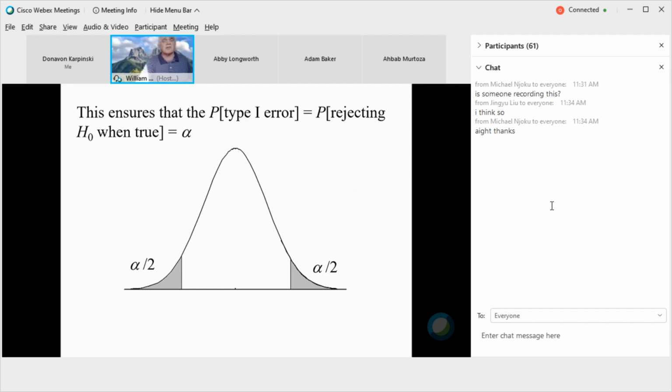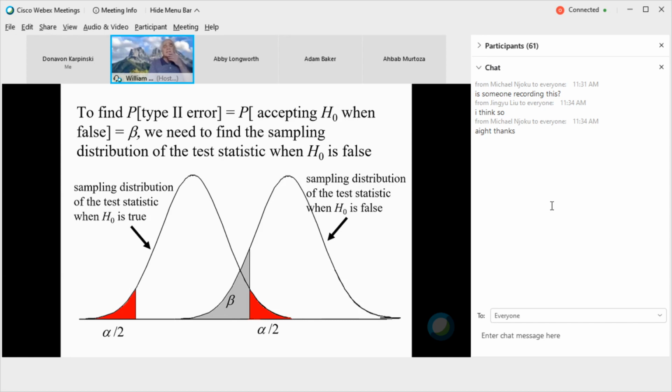A type 1 error is deciding that the research hypothesis is the correct one when H naught is true, when it's not true. To find the probability of a type 2 error, that's a more complicated calculation. You have to find the sampling distribution of the test statistic when H naught is false. The red region is the region where you accept H naught. That's the probability of a type 1 error. A type 2 error occurs when the test statistic is in the acceptance region and H naught is false. So that's that area there.